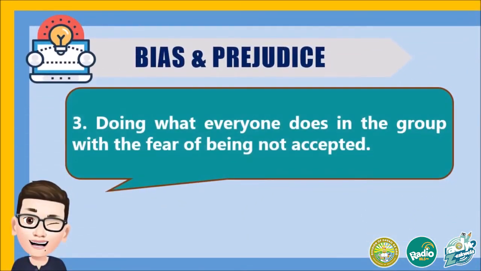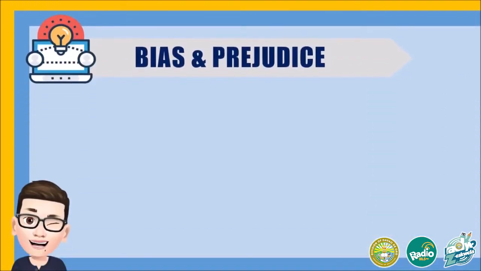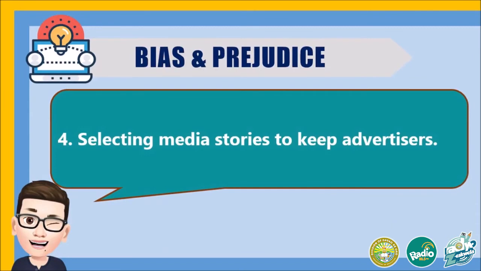Number three, doing what everyone does in the group with the fear of not being accepted. The correct answer is bias. It is a wrong judgment. You do not have to conform or follow others to be accepted. Number four, selecting media stories to keep advertisers. The correct answer is bias. It is also being selective. You only choose what will benefit you at the expense of showing really the truth.